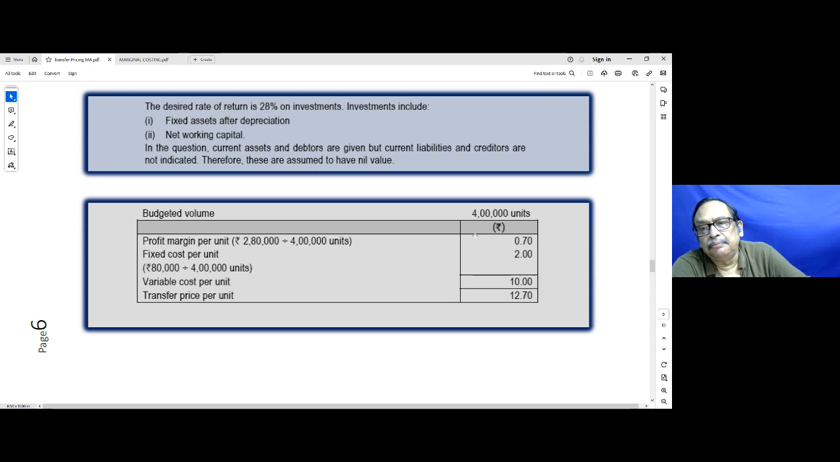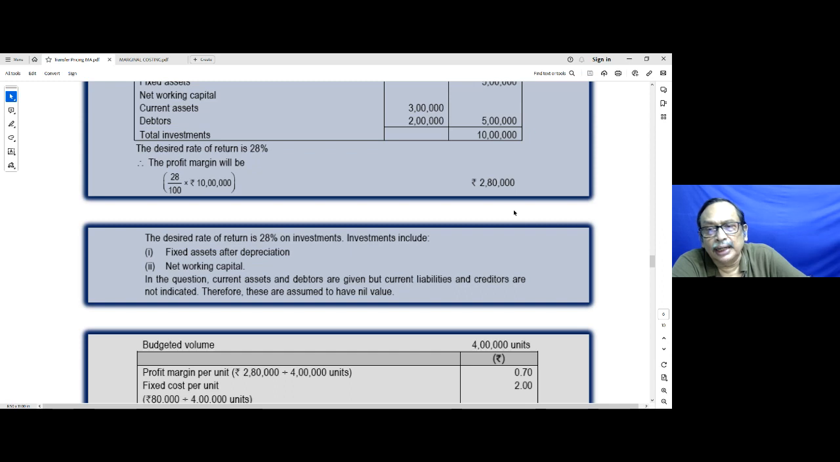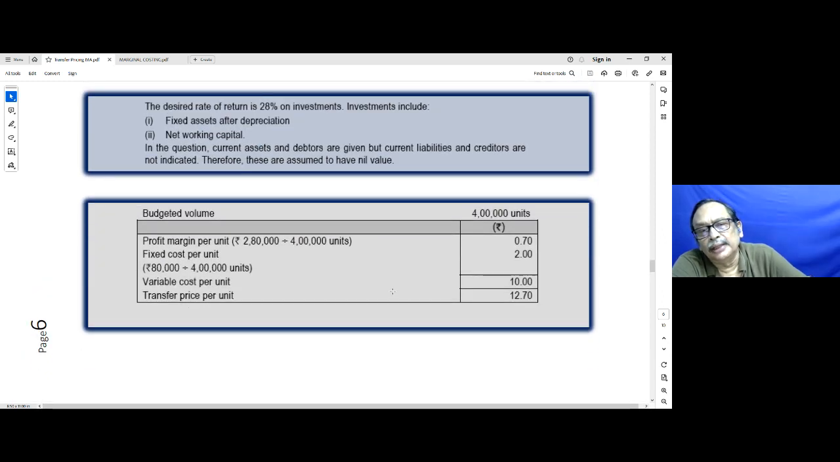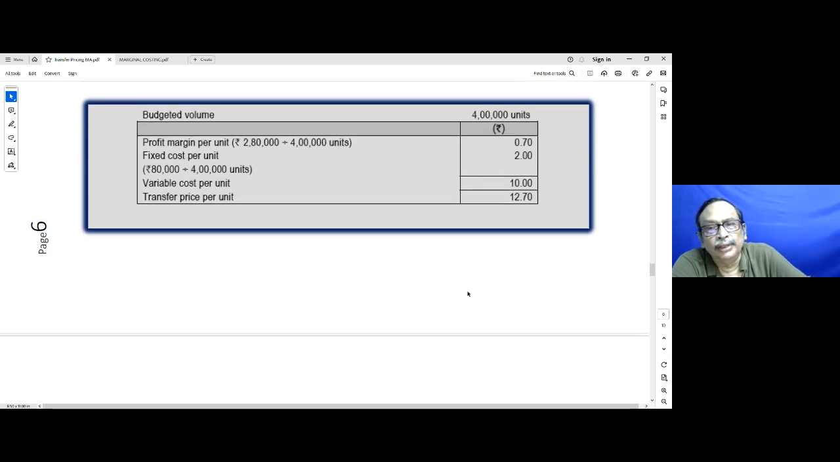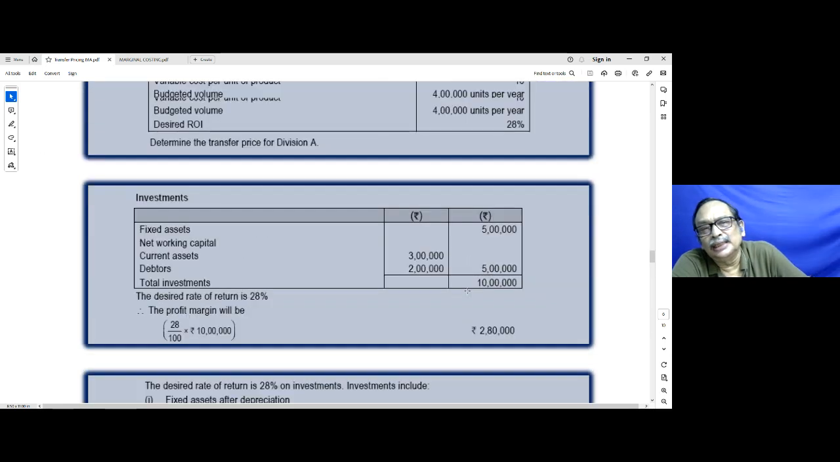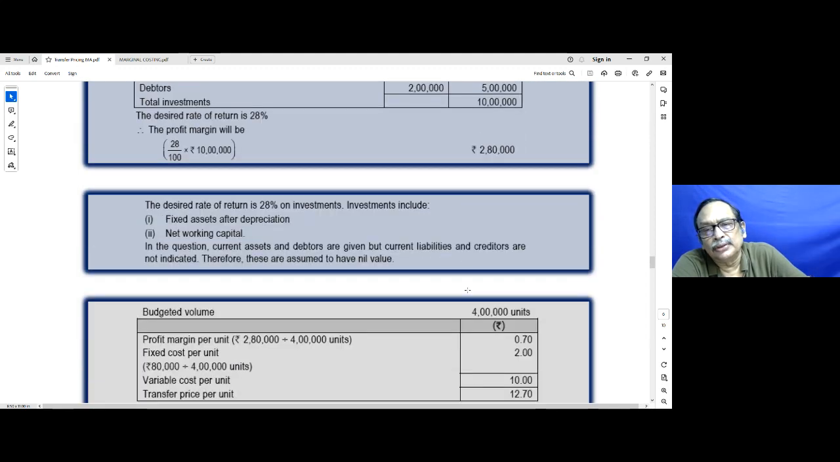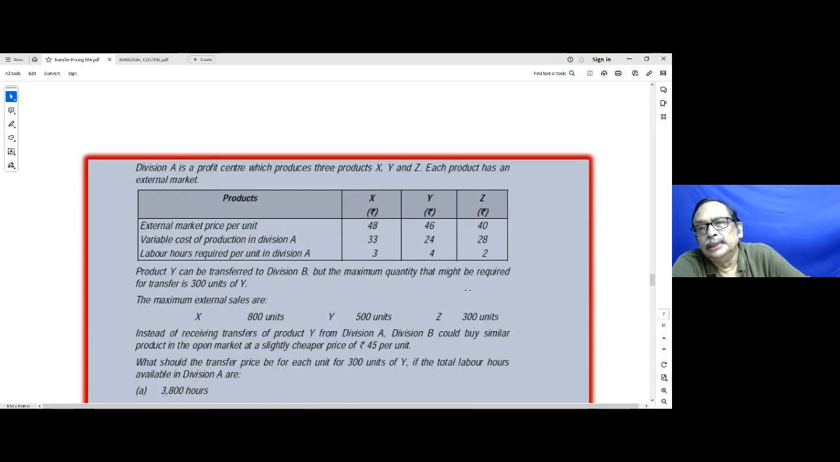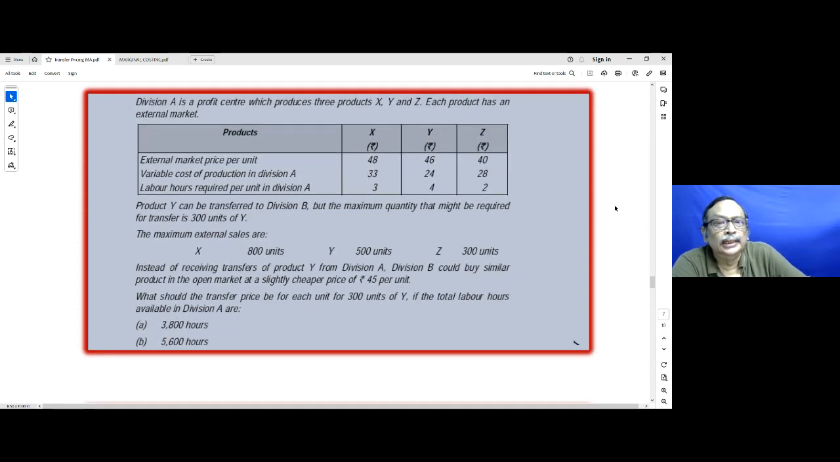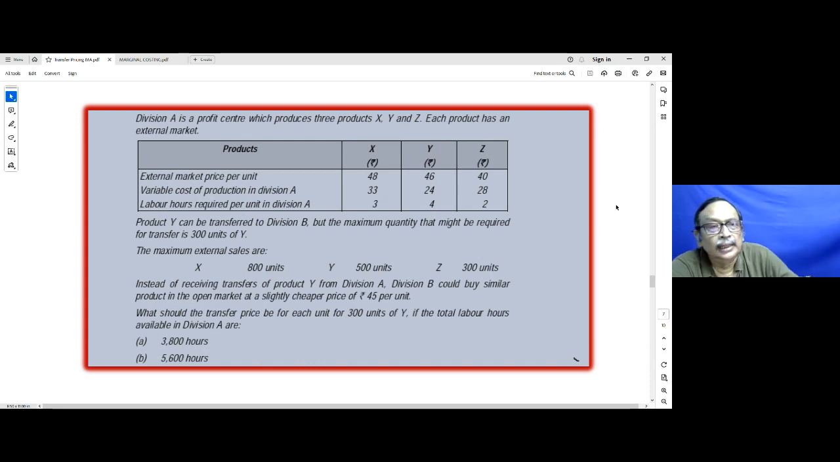Now we have a budgeted volume of 4 lakh units. Then profit margin per unit: the total profit margin we have calculated, that is 2,80,000, and profit margin per unit is going to be rupees 2,80,000 divided by 4 lakh units. It comes to 70 paise. And fixed cost per unit, that is 2. Variable cost per unit is 10. So transfer price per unit will be 12.70. So that is a small problem, but this type of problem may also come in your examination. Now we are coming to a complicated problem, and this problem is very, very important from the examination point of view.